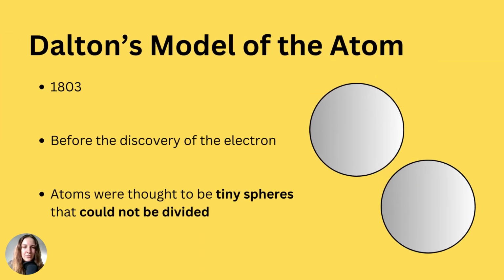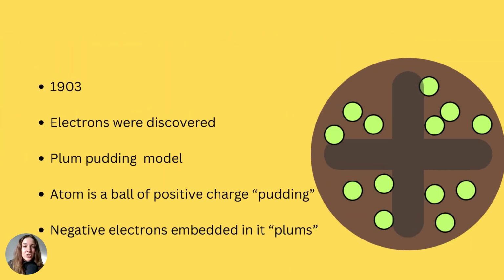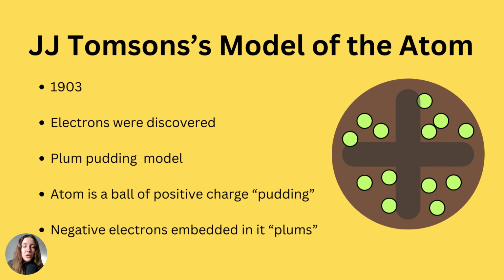So in 1803, there was a scientist called Dalton who came up with the idea that the atom was made of tiny spheres which were solid and could not be divided. This was really important because he came up with this idea before the discovery of the electron. And that changed quite rapidly when the electrons were discovered.